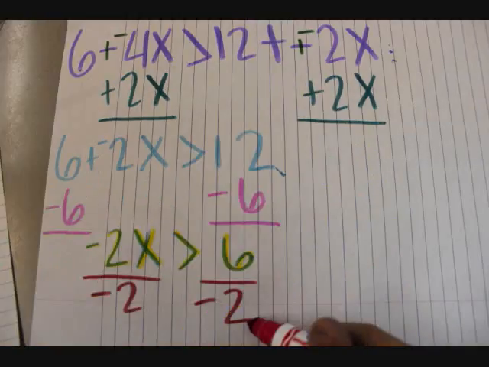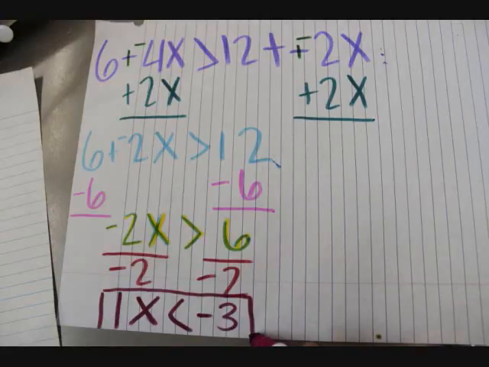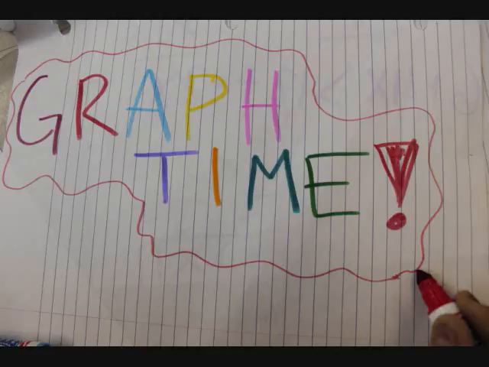From here, you want to divide by negative 2 on both sides. But since you're dividing by a negative number on x, you flip your inequality sign and have x is less than negative 3. Graph time!